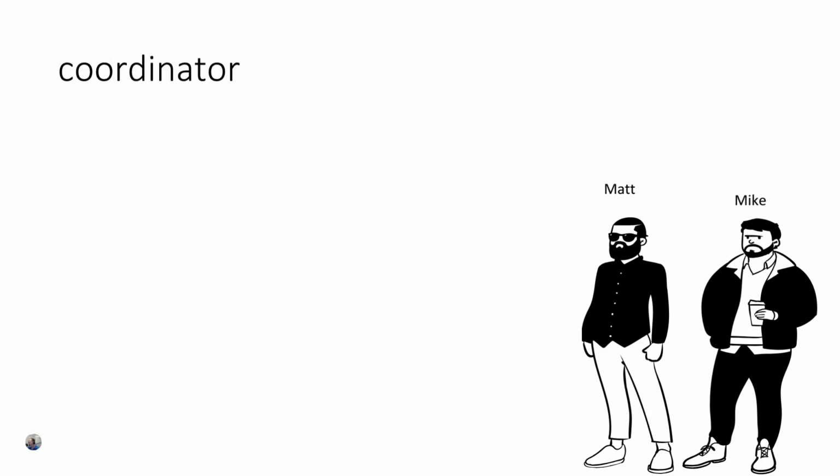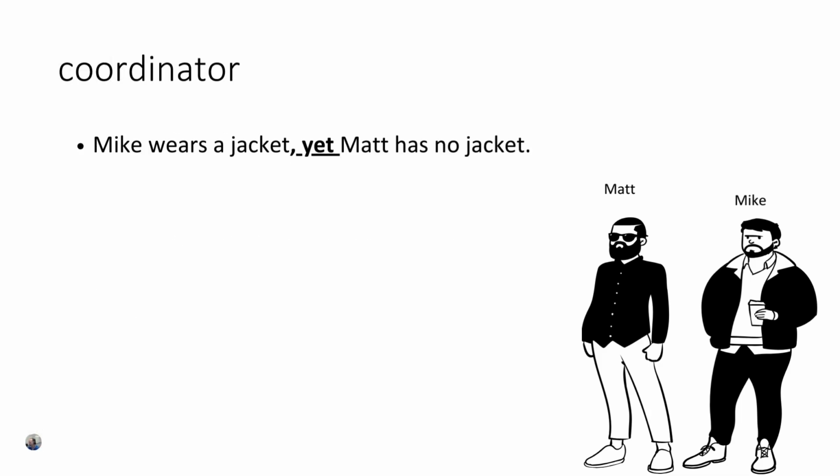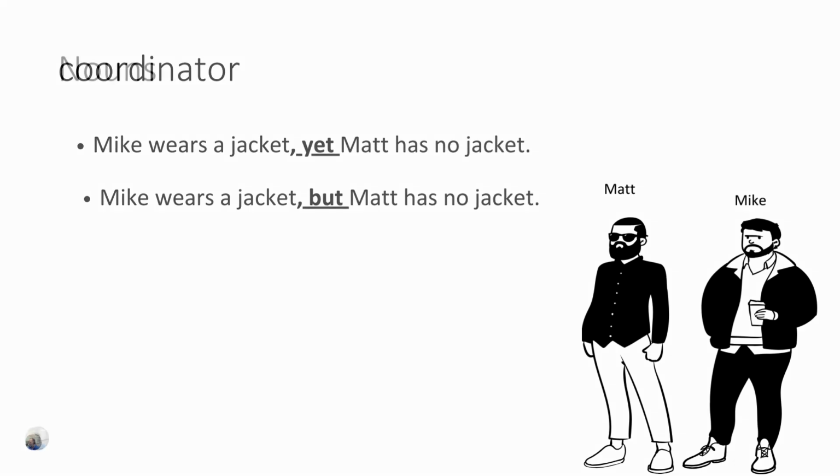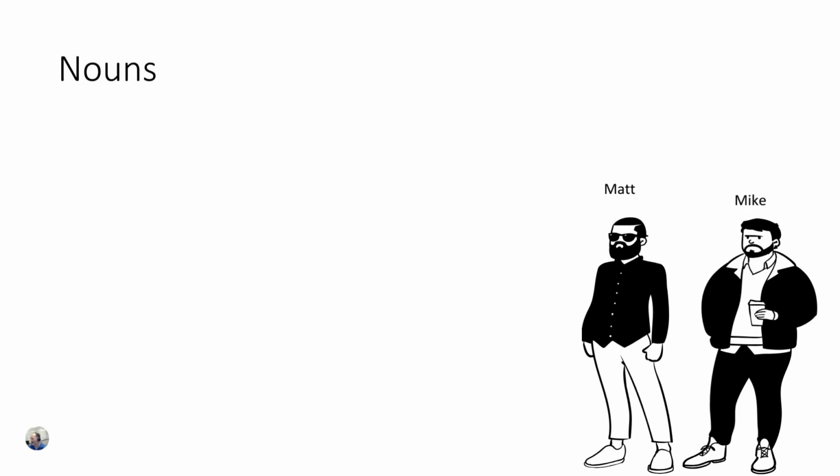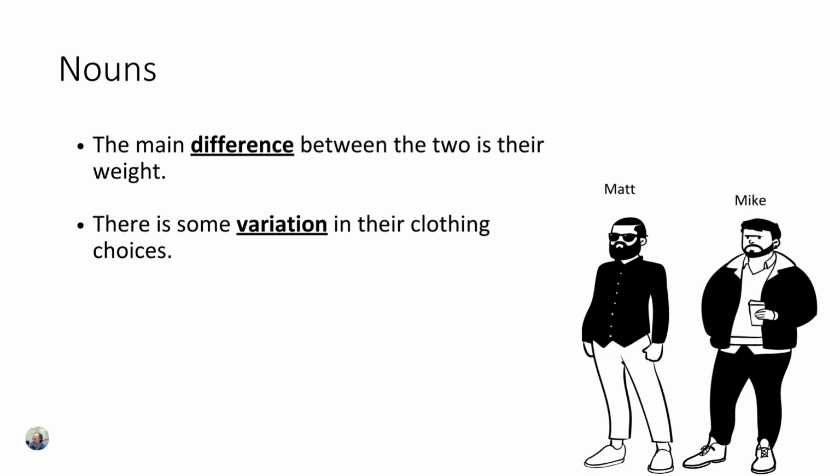Now let's look at some coordinators. Mike wears a jacket, yet Matt has no jacket. So we have yet to show opposite. I could also use but to get the same idea. For nouns, we have difference and variation. The main difference between the two is their weight, or there's some variation in their clothing. Difference and variation are nouns.